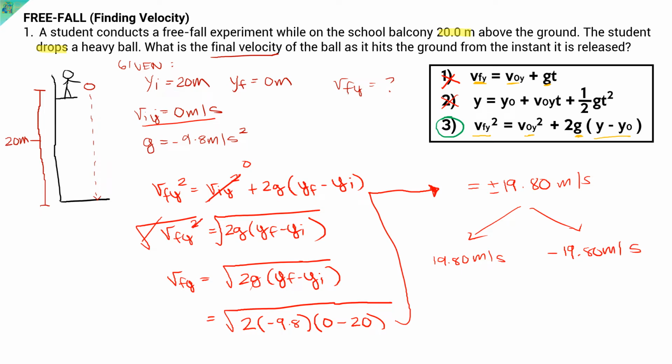Just like our previous example, a positive velocity here means the velocity is moving upward. Meanwhile, a negative velocity is moving downward. And as per our example here, since the ball fell from a certain height, it means that the velocity is moving downward. So the final answer should be the negative 19.80 meters per second.